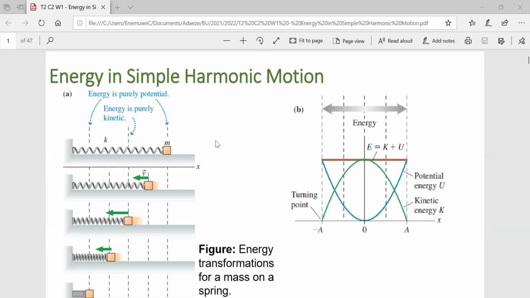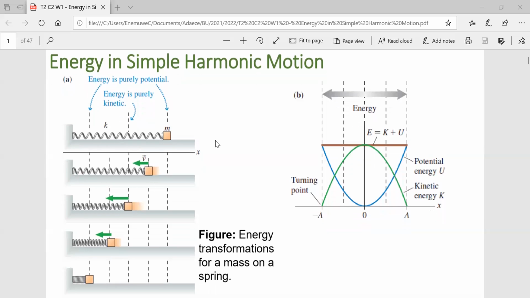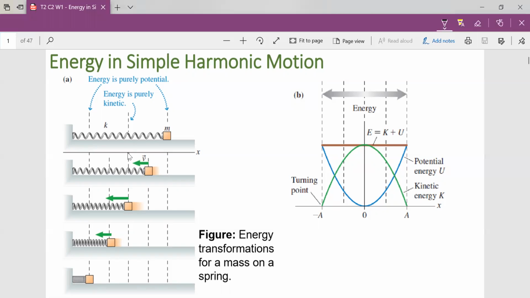Okay, so we have in the figure A here, the figure A shows us the energy transformation for the mass on a spring. We see at this instant we have, let's say, the maximum displacement to the left, the negative, and then to the right, the positive, and then we'll have the zero position here. So we have several positions showing the object on this spring at different instants of the motion.